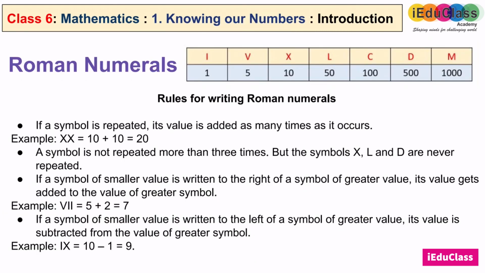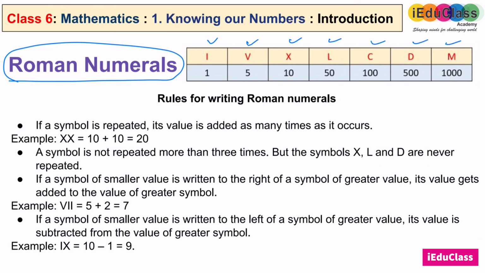The last topic of this chapter is Roman numbers. You must have learned in class 4 5. 7 different letters were used by Roman people. I for 1, V for 5, X for 10, L for 50, C for 100, D for 500 and M for 1000. You have to memorize this.